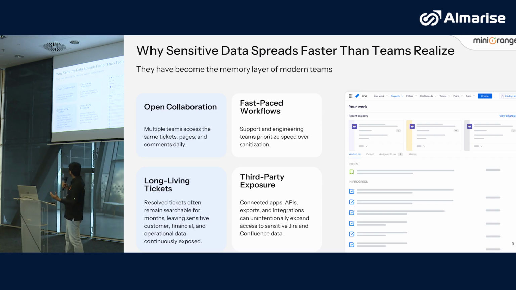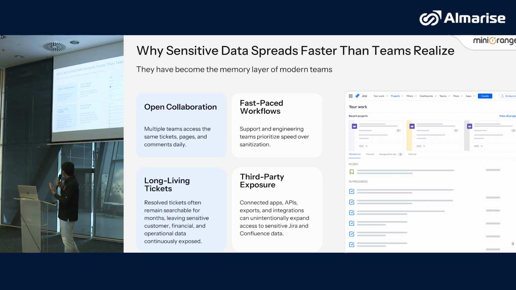So when I say openness, I mean open collaboration. Let's say there are multiple teams, multiple external teams, working together on the same ticket, on the same Confluence page. When I say fast pace, being human, people prefer speed over data sanitization.